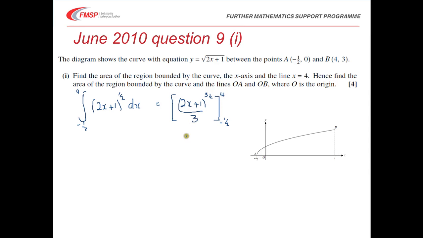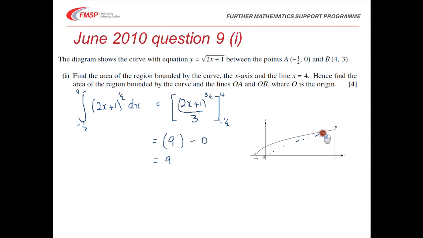And then if we substitute in our limits, when x is equal to 4, we have 9 to the power of 3 over 2, which is 27 over 3, which is 9. And when x is equal to negative a half, we get nothing. So the area that we're asked to find under the curve, between the curve and the x-axis, is 9 square units. We're then asked to find the area bounded by OA and the curve and the line OB.